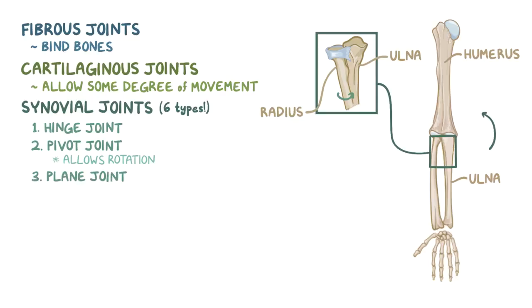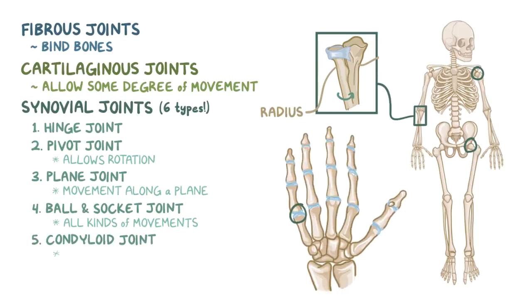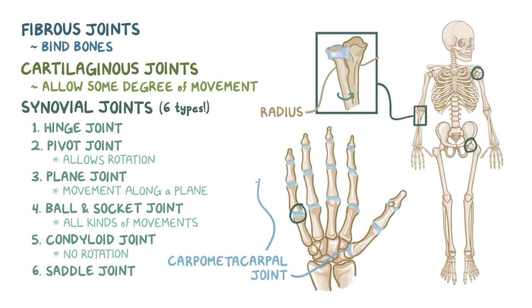There's the plane joint, which is like your wrist and allows for movement along a plane. There's the ball and socket joint, which is like your shoulder or hip joint and allows for all kinds of joint movements. There's the condyloid joint, which is in your knuckles and doesn't allow rotation around an axis. And finally, there's the saddle joint, which is found in your carpo-metacarpal joint and is shaped like a horse saddle.